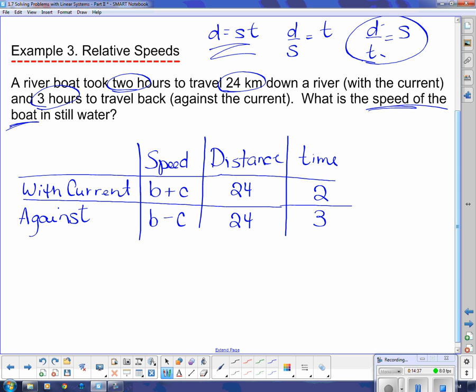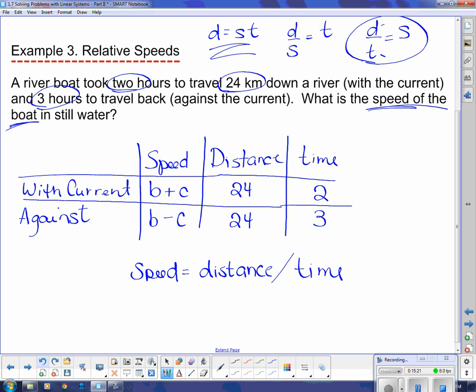So speed equals distance over time, or distance equals speed times time. You can set it up with any one of those equations. I think actually speed equals distance divided by time is going to work, because if I take distance and divide by time, I get just a very simple equation. So I'm going to use speed equals distance over time to set up my two equations.